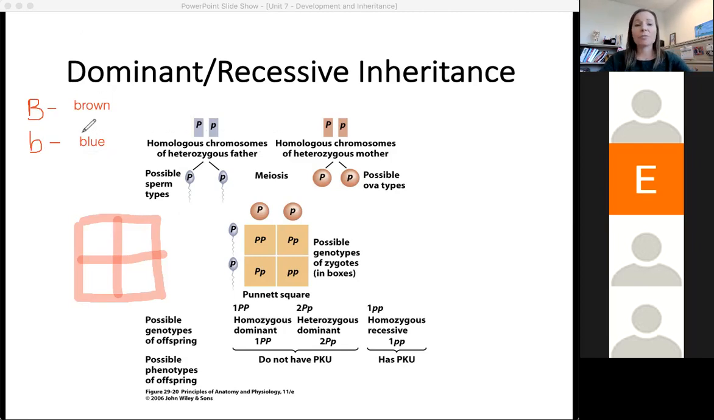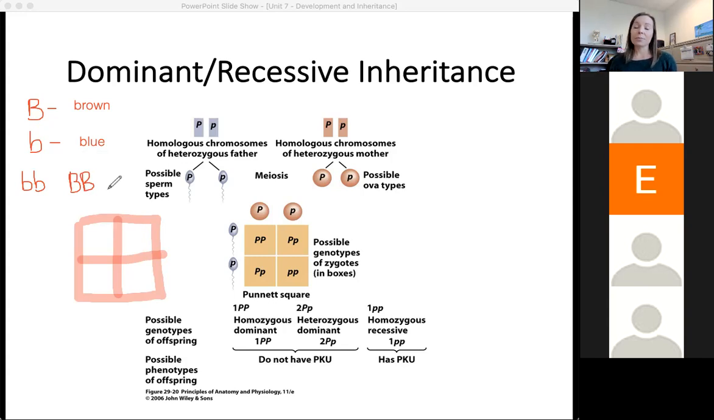And what if you have a father who has blue eyes? So he must be homozygous recessive. That means he has 2 recessive alleles, 2 little lowercase b's for blue eyes. And we'll say that the mother is homozygous dominant. That means she has 2 brown alleles, 2 dominant alleles. That gives her brown eyes.